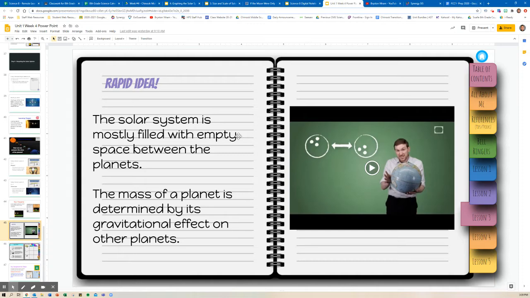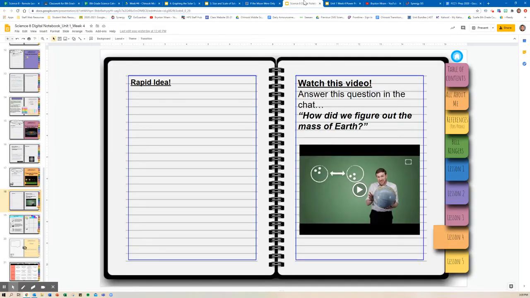Some planets are made out of gas. Other planets are made out of solid, but why do they have different masses? Okay. Then in your digital notebook, your own thoughts, you are going to watch this video and answer in the chat for me, how did we figure out the mass of the Earth? And also if you are doing this on your own, just type this answer right below this question in your digital notebook, okay?